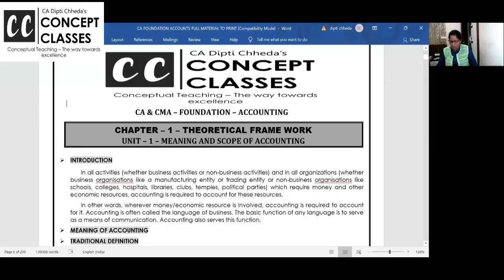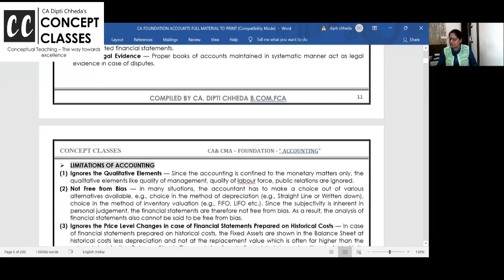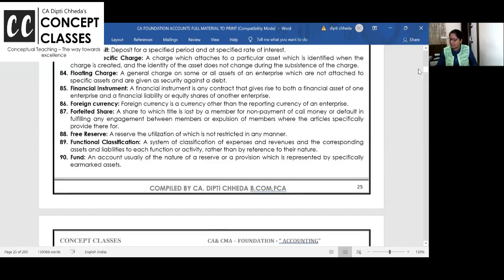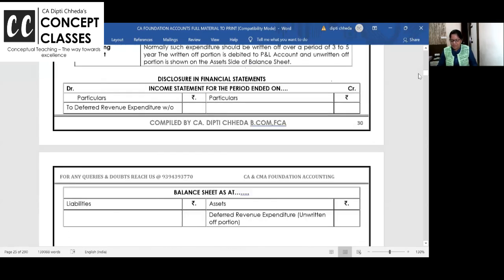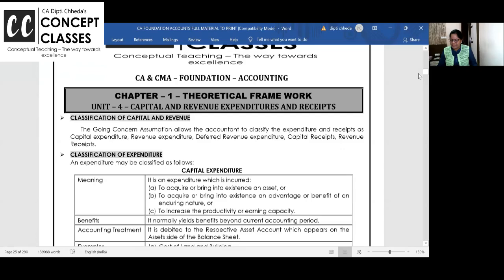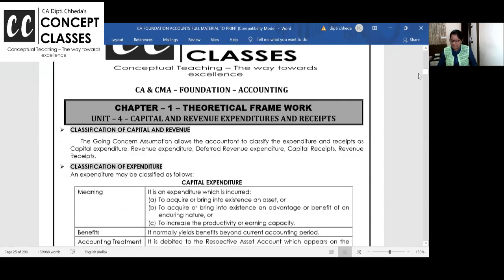Look at it, what we have studied. I told you deferred revenue expenditure is now an old term, not much used now, because AS 26 and others are clearly saying so. Did you all go through this list? This material is already there with you all. Did you read it?